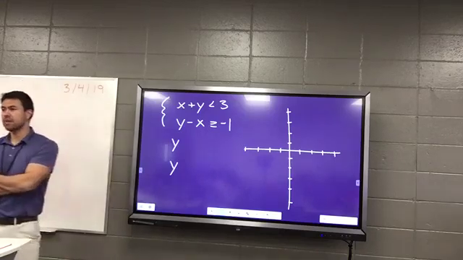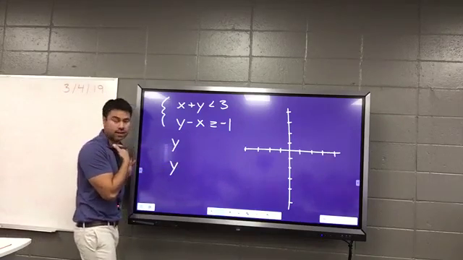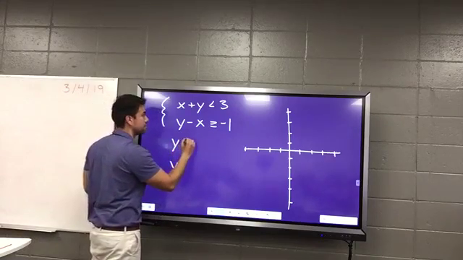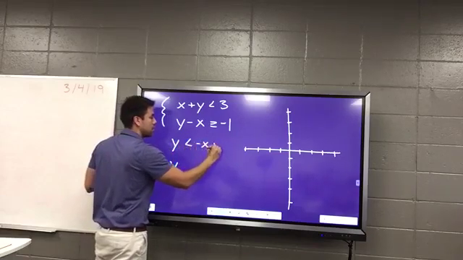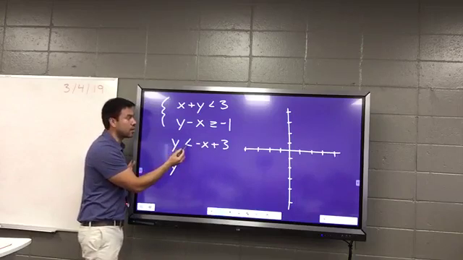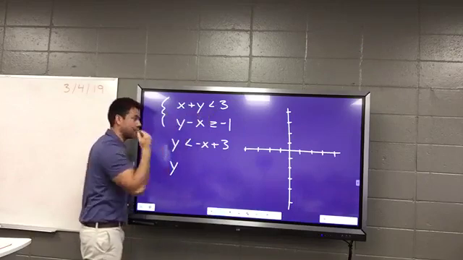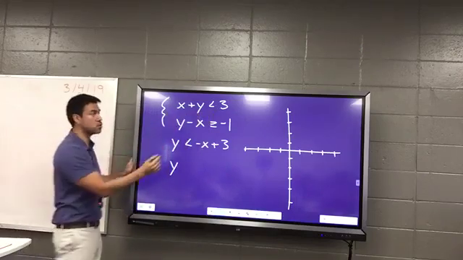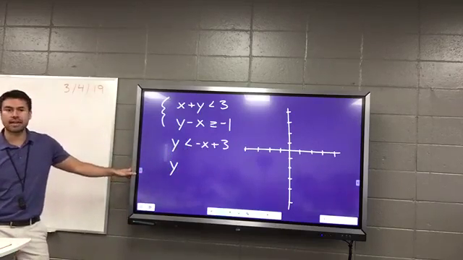Okay, Jack, what'd you get for the first inequality when you solved for y? Y is greater than x plus 3. Did you say greater than or less than? Sorry, I'll say greater. Okay, now that's what a lot of people would think, but did you divide both sides by a negative or multiply both sides by a negative? No, so you leave it alone. You can leave it less than. What'd you get for the second one?